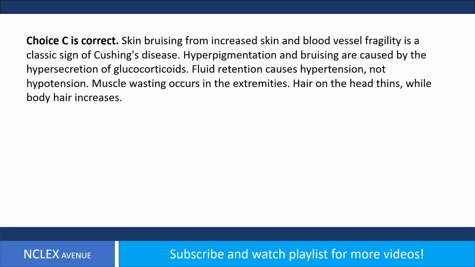Choice C is correct. Explanation. Skin bruising from increased skin and blood vessel fragility is a classic sign of Cushing's disease. Hyperpigmentation and bruising are caused by the hypersecretion of glucocorticoids. Fluid retention causes hypertension, not hypotension. Muscle wasting occurs in the extremities. Hair on the head thins while body hair increases.